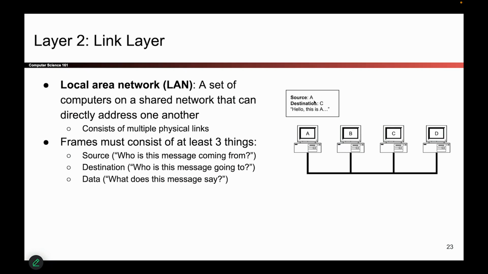You could also include something like who the data is from. You could say, this is a message from A. So this way, if C wants to send a reply message, they can send the reply to A. So you can also include information about who's sending the message or who the message is being sent to. And layer 2 is responsible for keeping track of all of these things.